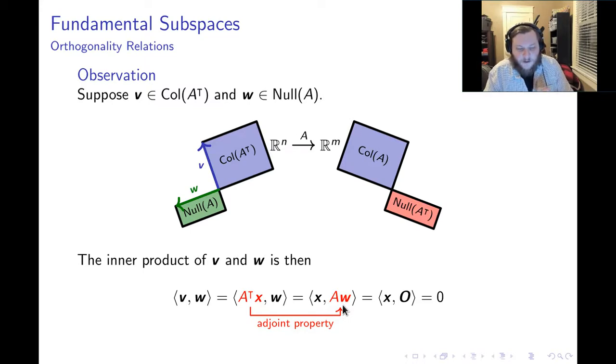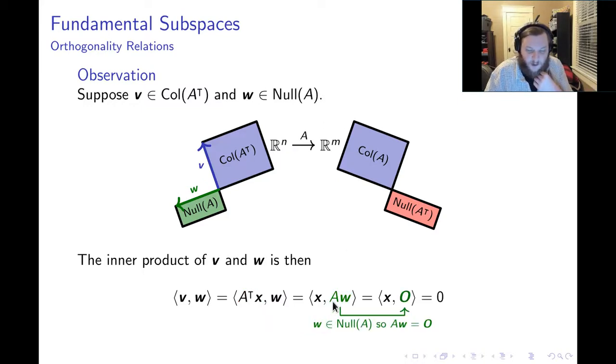And now, let's remind ourselves where w came from. w came from the null space of this matrix. And that means that when we multiply A by w, we are guaranteed to produce the zero vector. So now we know that the inner product we started with, v inner product with w, by this sequence of logical arguments, is the same thing as x inner product with the zero vector. And of course, anything inner product with the zero vector is just equal to 0.